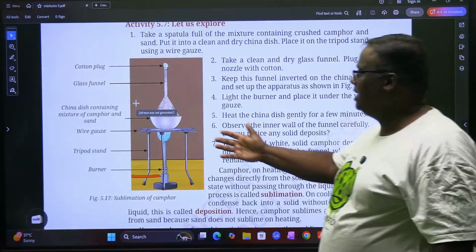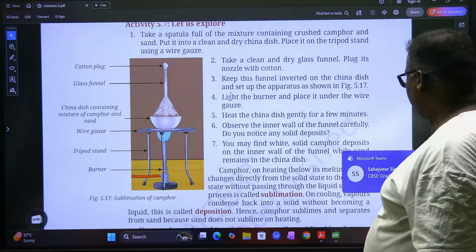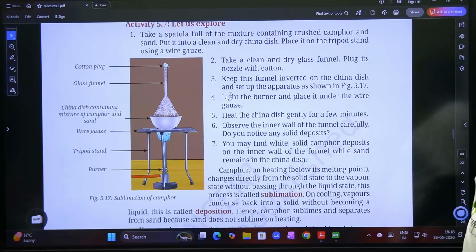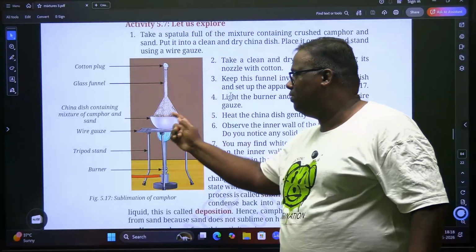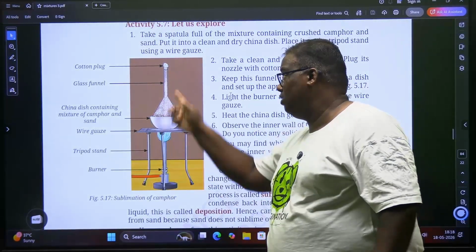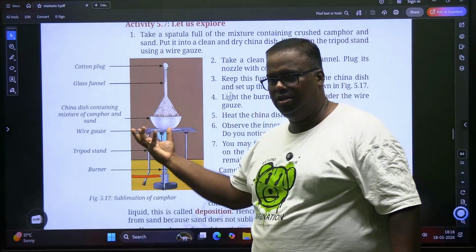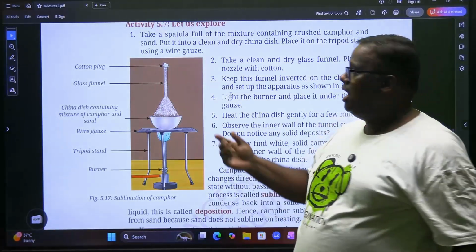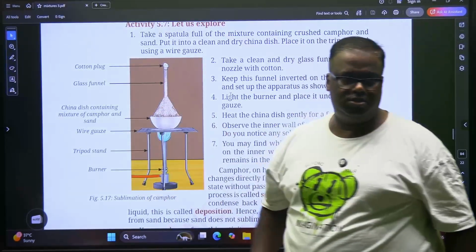So how does this happen? They have taken camphor. You can take ammonium chloride also, right? See, fear is good for health. No homework tomorrow, no class entry. So they have taken finely powdered camphor, put an inverted funnel over it, and closed it with cotton. The moment you heat camphor, it will vaporize, and by the time it goes up, it cools down again. You will see camphor deposits on it.